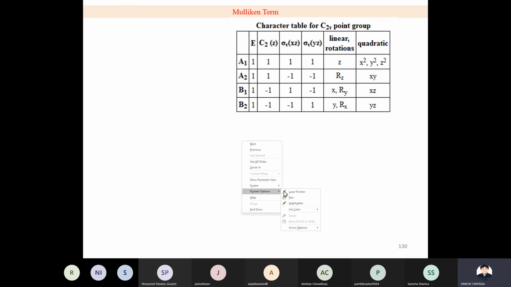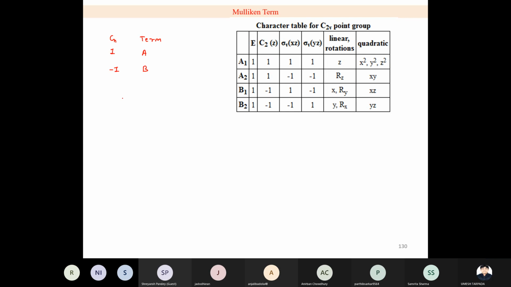So see, Mulliken term is a systematic way. See, first you see the character of Cn axis. If it is 1, then the Mulliken term which is used is A, and if it is -1, then it is B. Okay, then it is B.